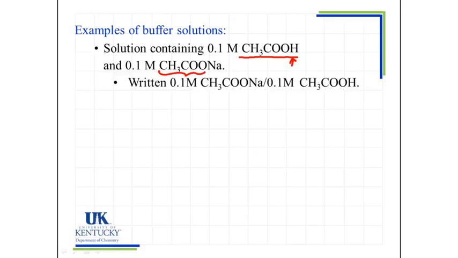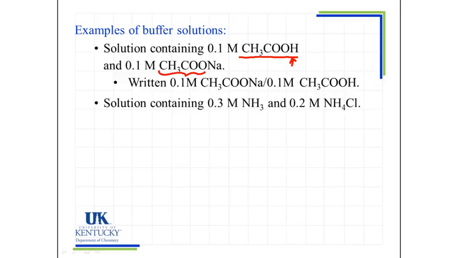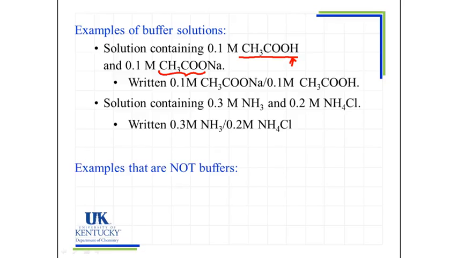We often write it with this slash like this, where you write the base first and the acid second. That is a standard way of writing a buffered solution. Now, I've already given you that example on the previous slide, and it too, you write the base first and the acid second, would be a standard way of writing that buffered solution.